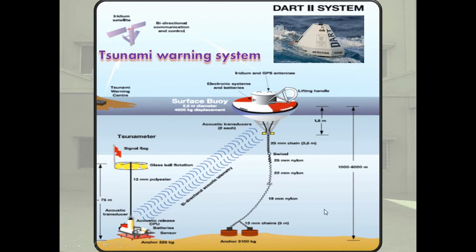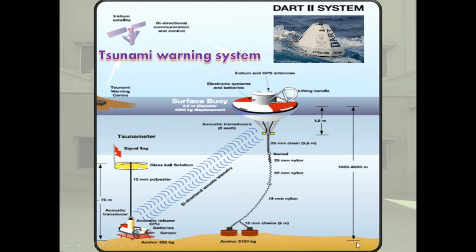So this is the tsunami warning system. This is the anchor. Okay, this is the 3100 kg, and this is a 13-meter chain. Okay, like a 5 meter. Okay, and this is a 19 mm nylon, and this is a 22 mm nylon. Okay, connected to the swivel, and this is the 25 mm chain again used, and this length is 3.5 meter.